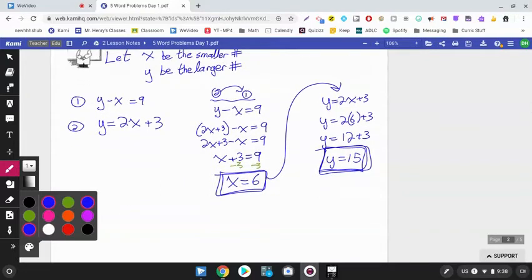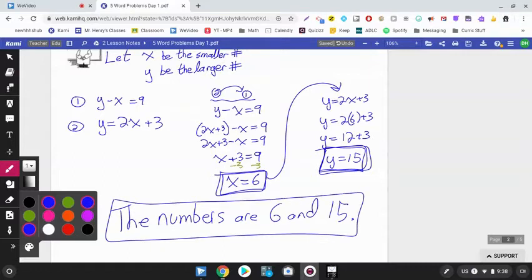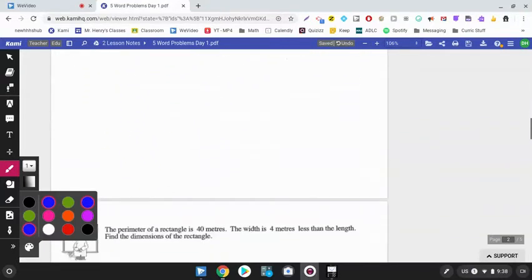The only thing I'm going to do is for a word problem, I put a word answer. The numbers are 6 and 15. And it's not a massive answer. Short, concise, don't write me a paragraph. You just write something like that. The numbers are 6 and 15. So that's a generic problem. And maybe I give that context. Maybe instead of saying those were numbers, maybe we say they're ages, or an amount of money or something like that. That's just a generic number problem.